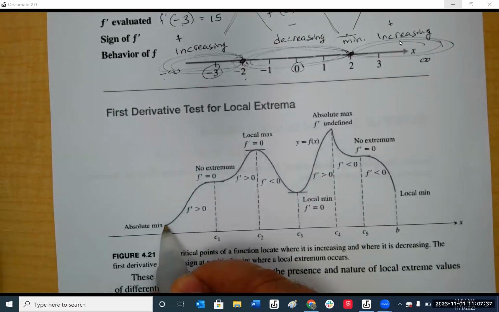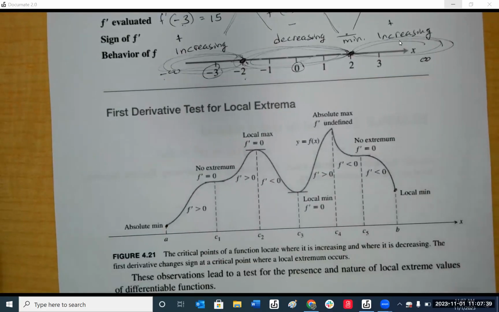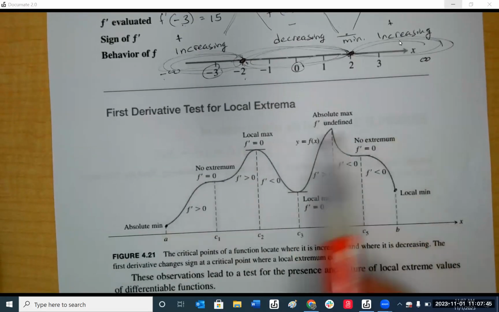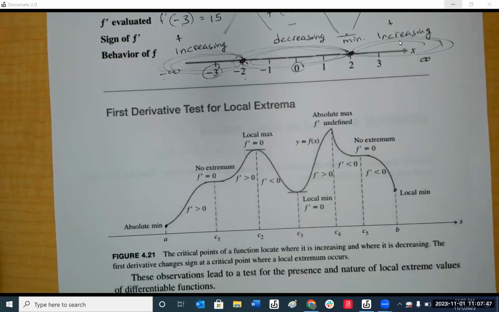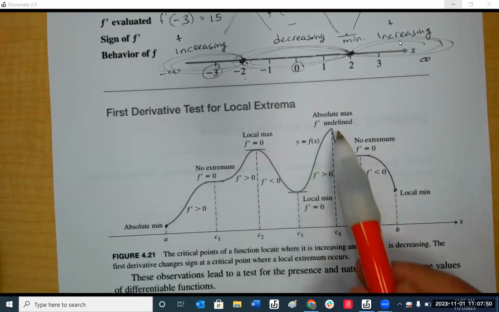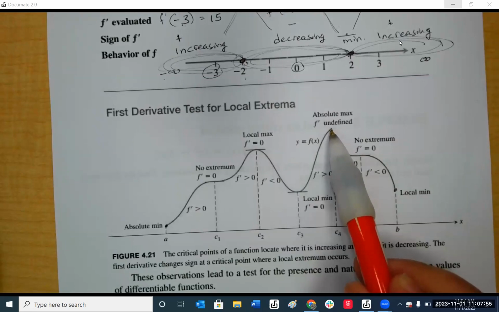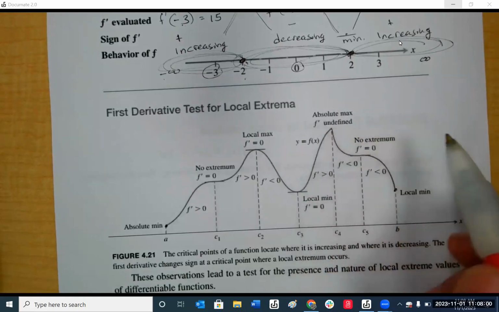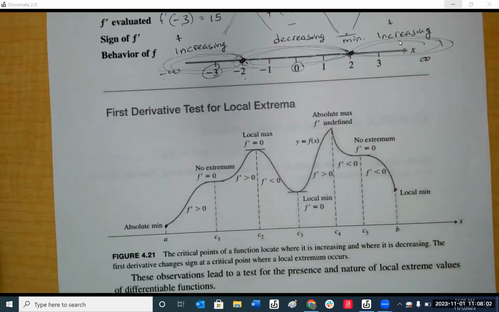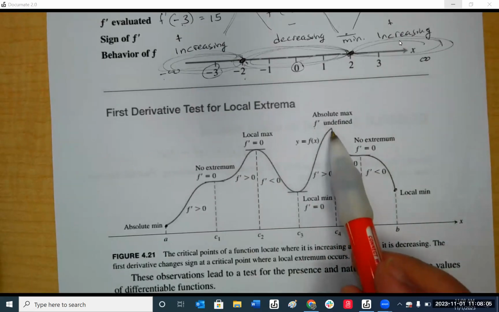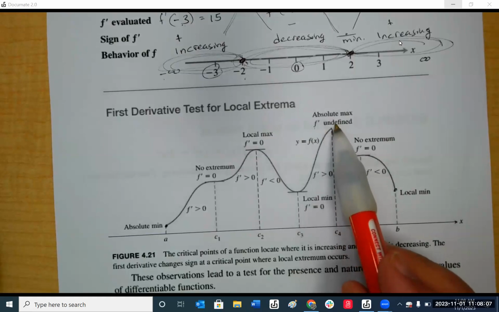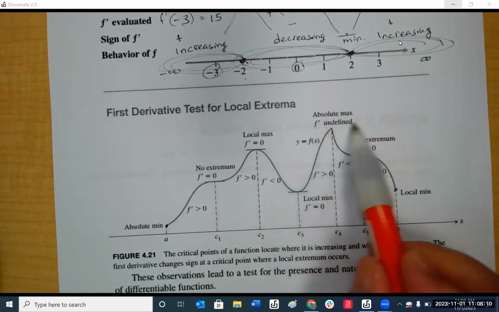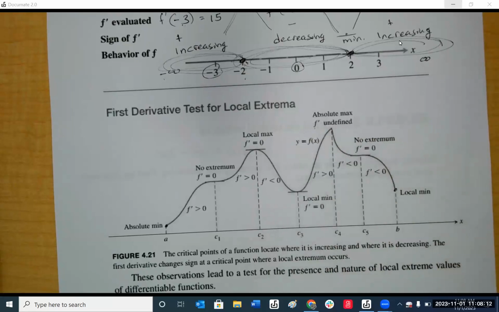So at the endpoints, remember, we can use the endpoints. Since at A, it's the lowest of the entire picture, it's the absolute minimum. And the highest point is at that point. So that's the absolute maximum. But since it's a corner, remember, you cannot have first derivatives at points or edges or corners. So that's why the first derivative is undefined there. But it is the absolute maximum because the function is defined there.